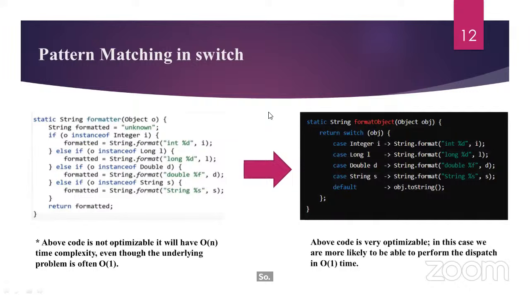Now, as in the Java 17 case, which you are already familiar with, you can pass objects to a switch statement. If that object is an integer, then integer; long, then long; double, then double; string, then string. The above code is very optimizable. In this case we are more likely to be able to perform the dispatch in order of one time. Clear, guys? Yes, fine. So that is the importance of pattern matching, guys.